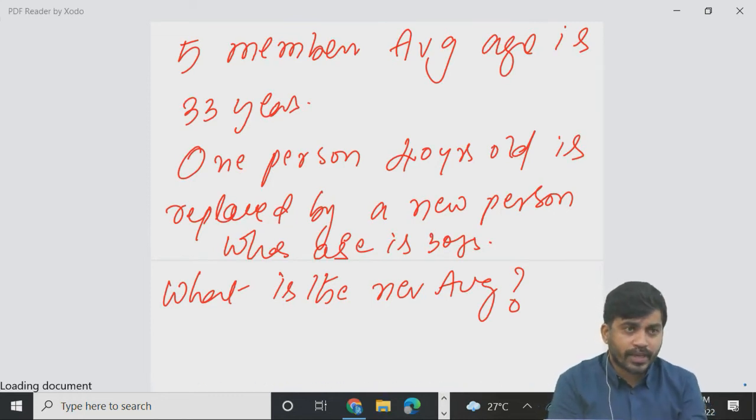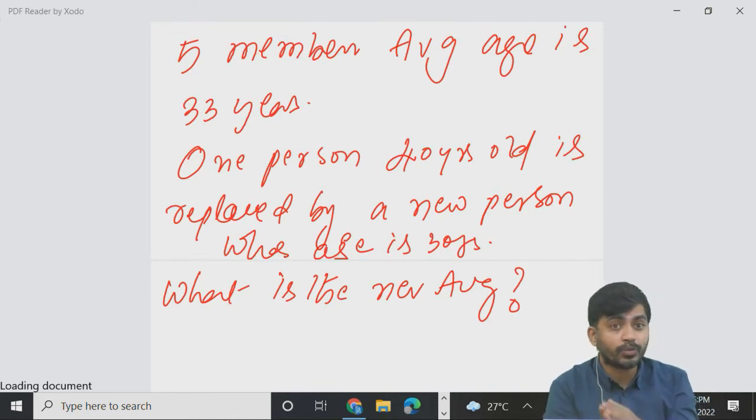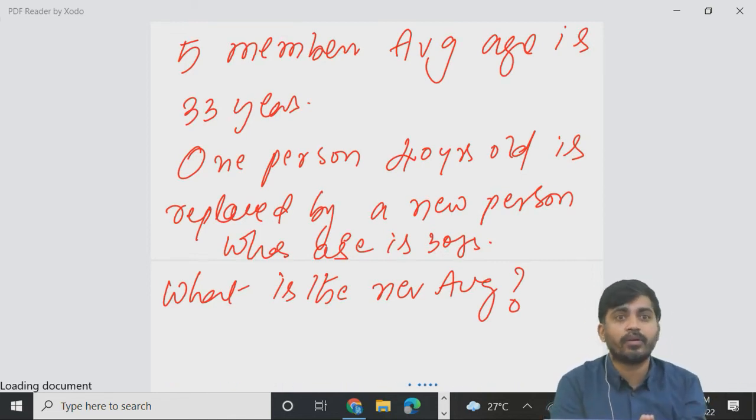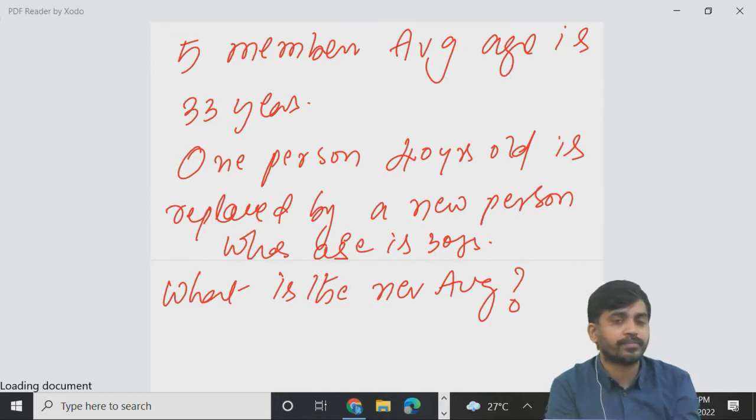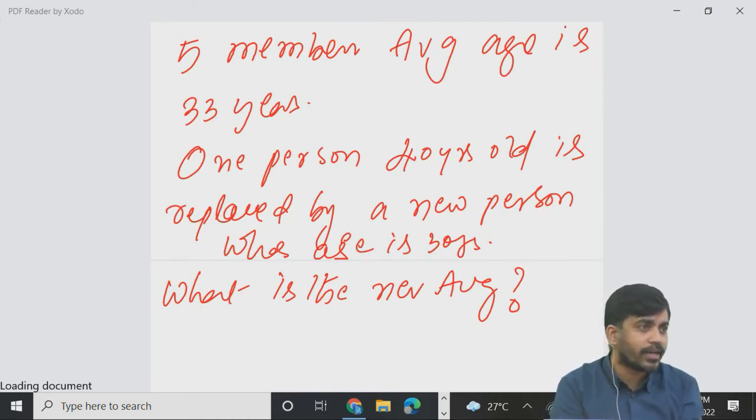Don't focus on equations. Just focus on what is happening to this group. What are the changes? Focus on the changes. The answer comes very simply.